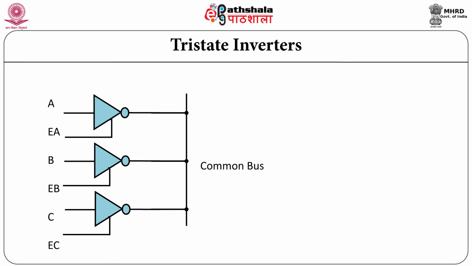Let us consider the interconnection of tristate inverters together to form a common bus. When tristate devices are paralleled, only one of them is enabled at a time. High enable input activates the respective NOT gate and with a condition that only one of them is enabled at a time.